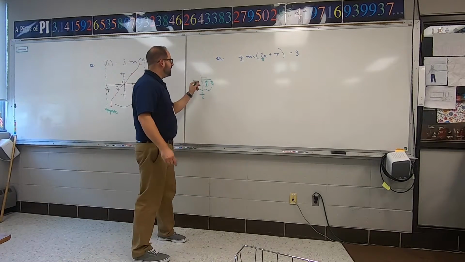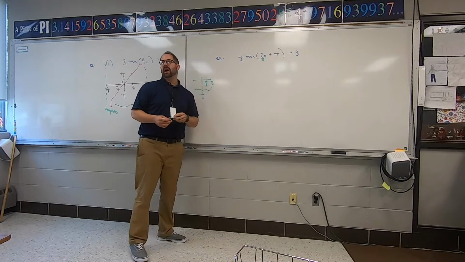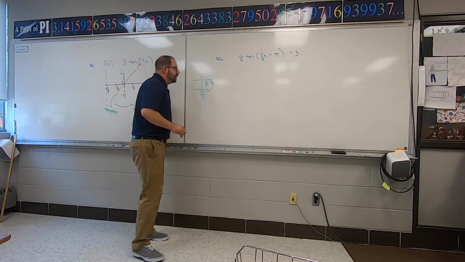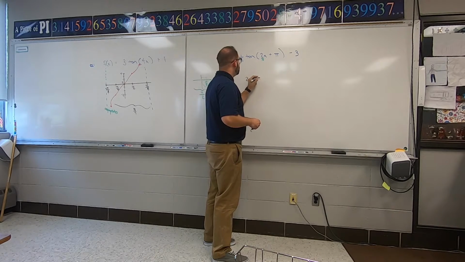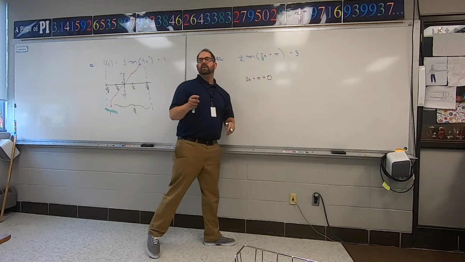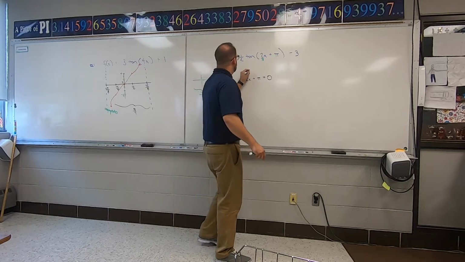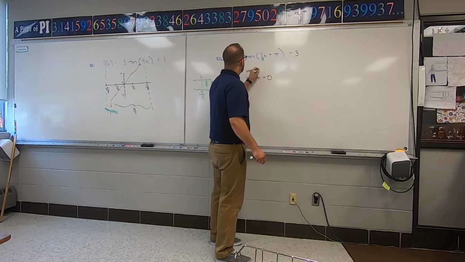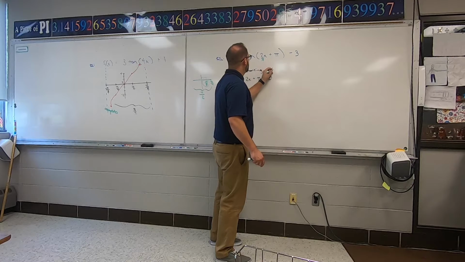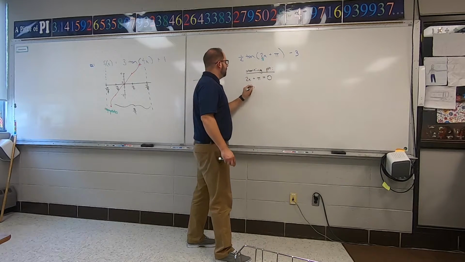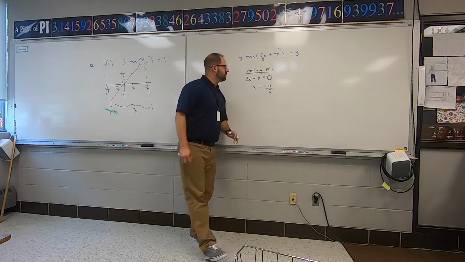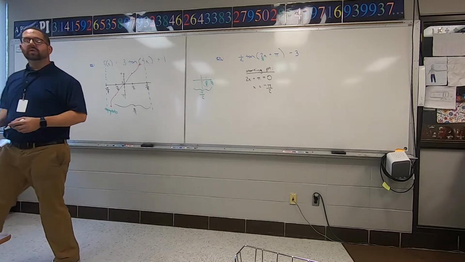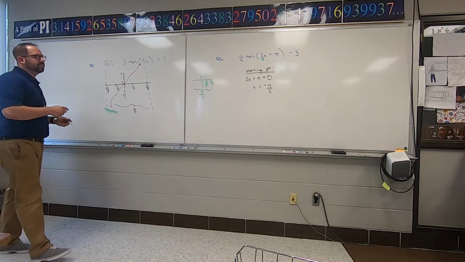So now that I know this spacing, what I've got to figure out is how far right and left I am shifting. Well, I have to set the 2x plus pi equal to 0. And this will tell me my starting point. So this would be negative pi over 2, if I subtract pi and divide by 2. So that means I'm shifting to the left pi over 2.